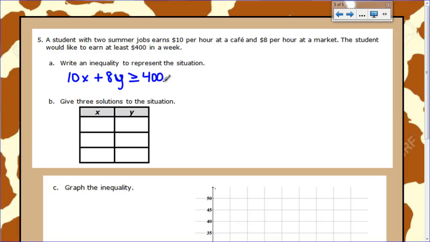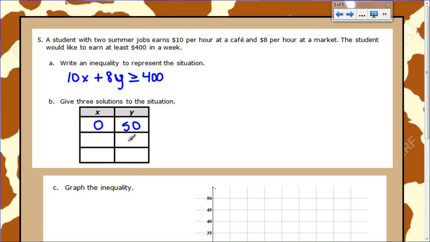So just like before, I need 3 solutions to this situation. Well, one of the obvious and easiest ones is if x is equal to 0, so I don't work any at the cafe, then I can work 50 hours at the market. Because if I do that, 8 times 50 equals 400, and that falls into my problem.